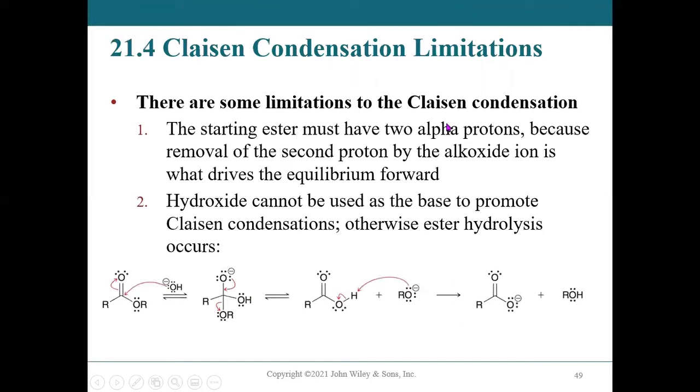There are some limitations to the Claisen condensation. The starting ester must have 2 alpha protons because removal of the second proton by the alkoxide ion is what drives the equilibrium forward. Hydroxide cannot be used as the base to promote Claisen condensation, otherwise ester hydrolysis occurs.